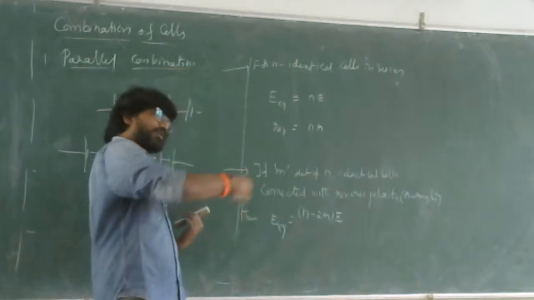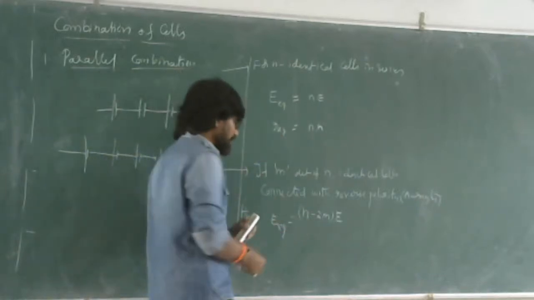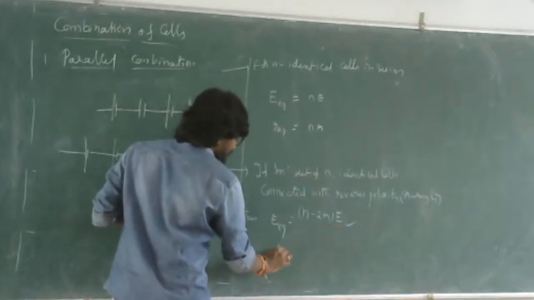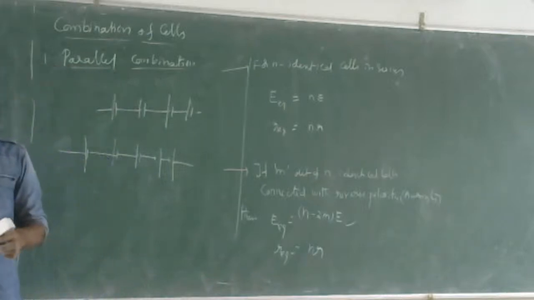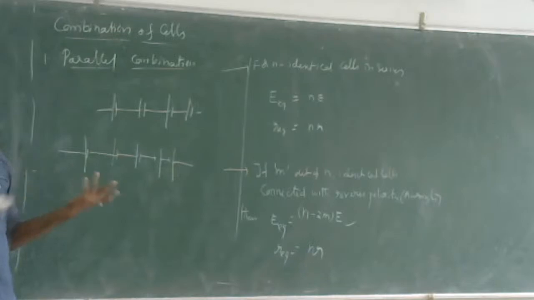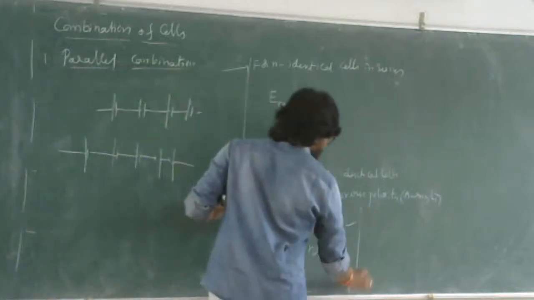Otherwise, you have to use a different, conventional method. That is E equivalent. Whereas for R equivalent, if you connect all cells in the same manner or in opposing manner, the resistance will always add up. So you get this one. Hence, what will be the current?